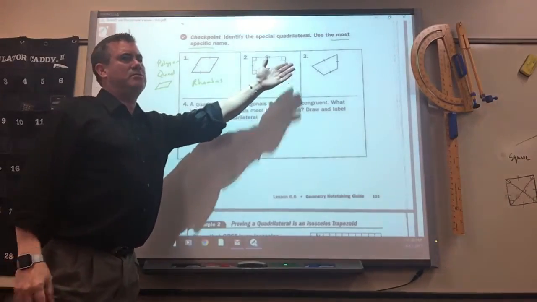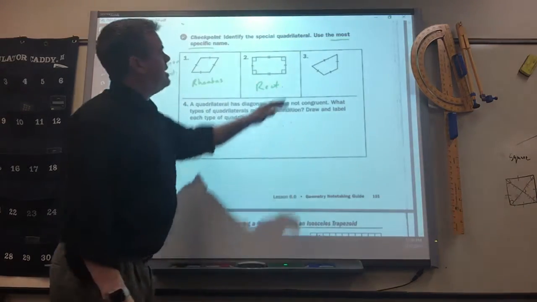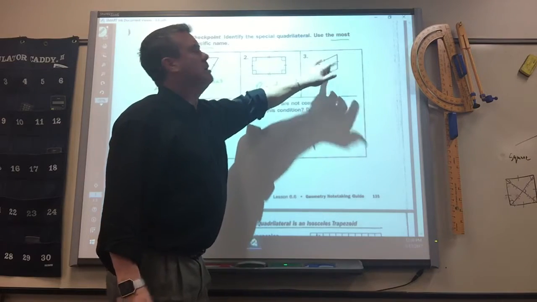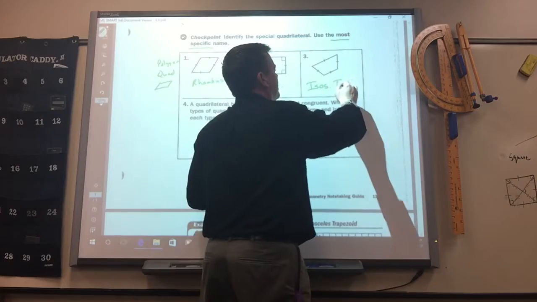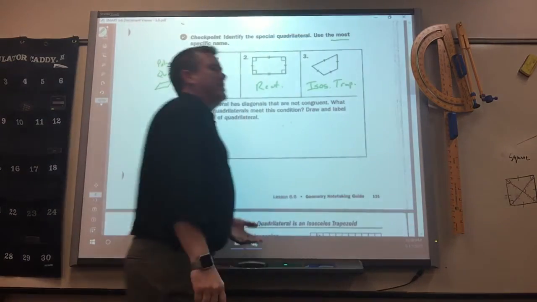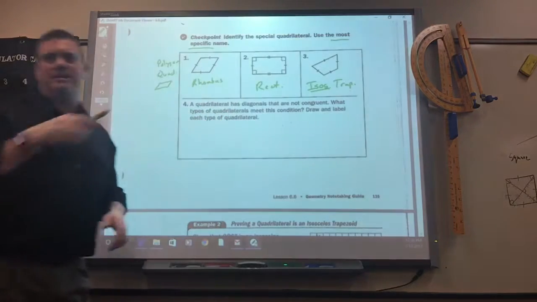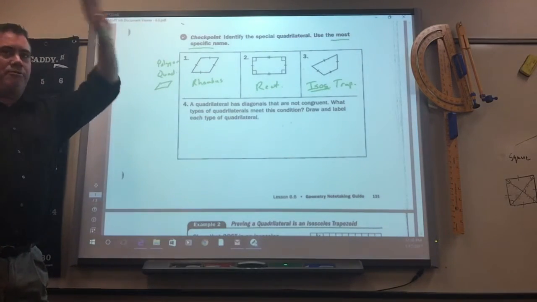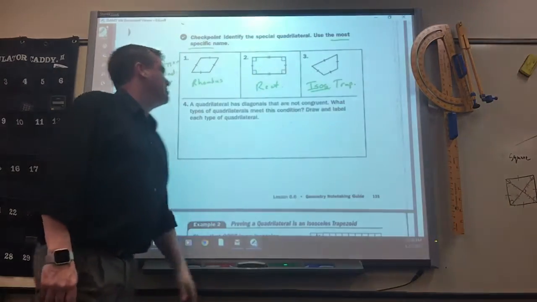Best name for this? Rectangle. Now this one is on the test. It's kind of hard to see, but these little arrows mean they're parallel. Isosceles trapezoid. Okay? So make sure you put that it's isosceles. There's one like this when we take the test, which will be later this week. If you just call it a trapezoid, that's not the best name, so make sure you call it isosceles trapezoid.